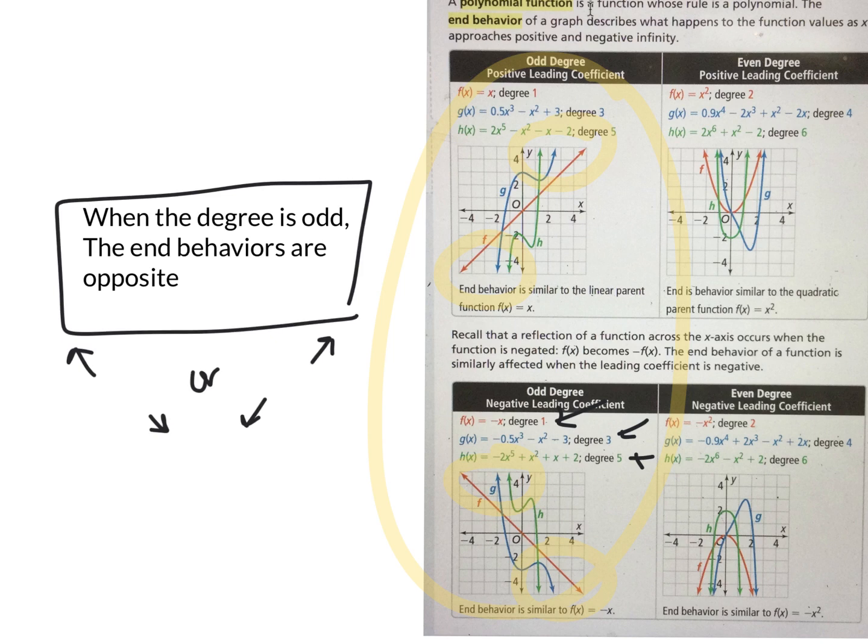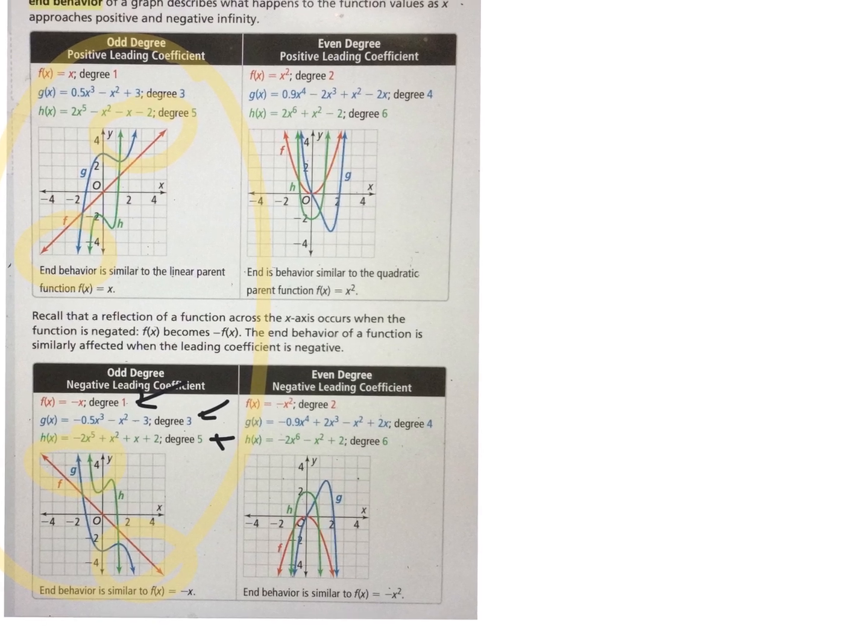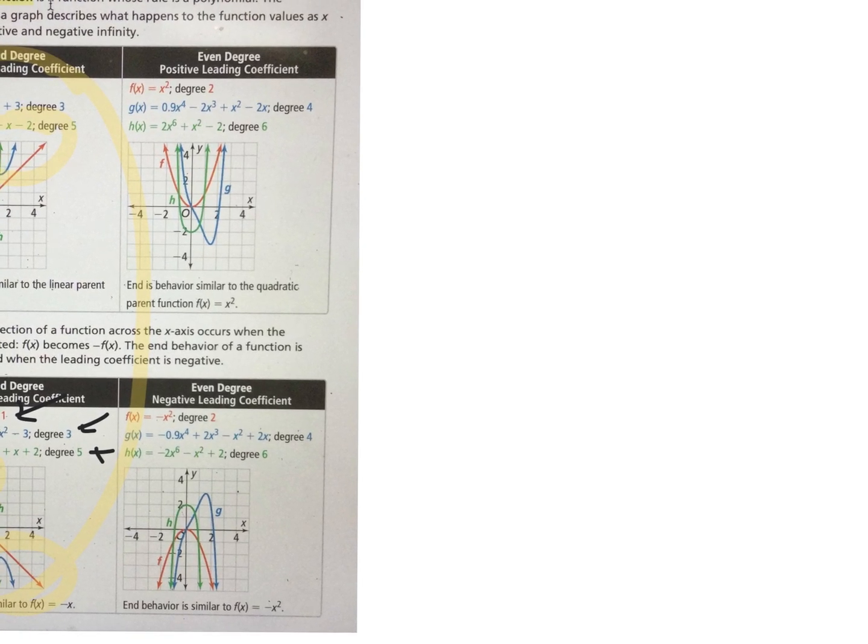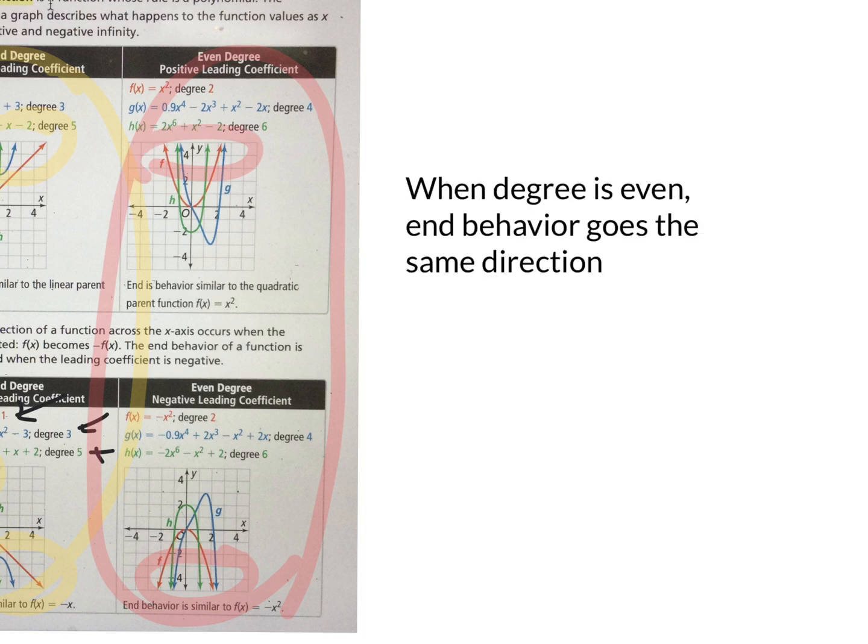All right, if we look at our even end behaviors, so now we're on this right side. On our even end behaviors, notice what's happening on the ends. The ends are going the same direction both times. So for instance, we get graphs that either go up and up or they will go down and down. So that is number 1, very important for you to know.